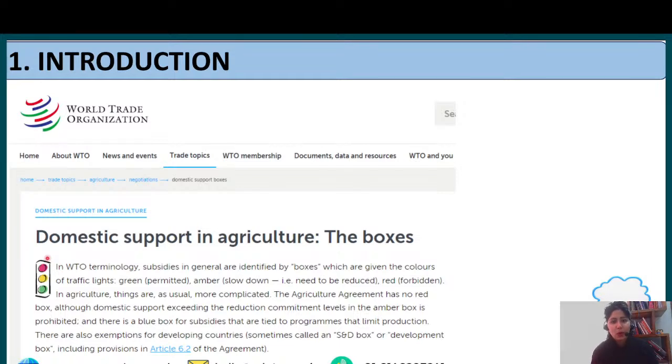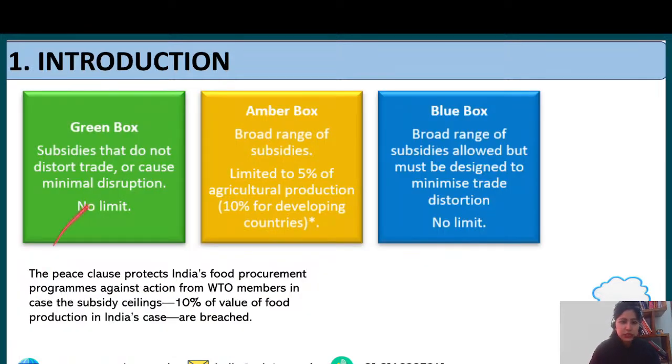There is an additional box which is called blue subsidies. That means subsidies which do not distort trade but which can be allowed within certain limits. Alright, so this is the green box, amber box and blue box. This is your agricultural subsidies. In the green box, they do not distort trade. For example, if you are carrying out education for farmers or more research is being carried out in the field of agriculture, that will be your green box. It is not harming any trade practice in the global arena.